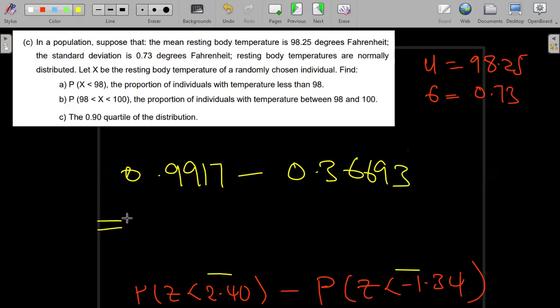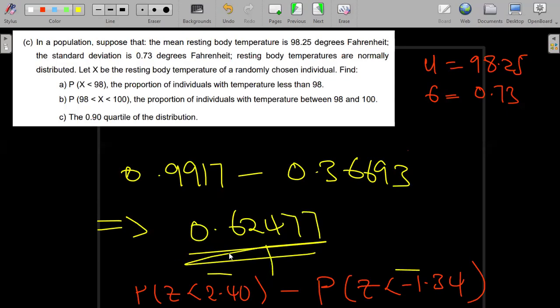All right, so we can subtract this on the calculator now. Let me do that. So 0.9917 minus 0.36693. I'm finding 0.62477. So this is the probability that I'm ending up with. All right, so we solved the last question in this video.